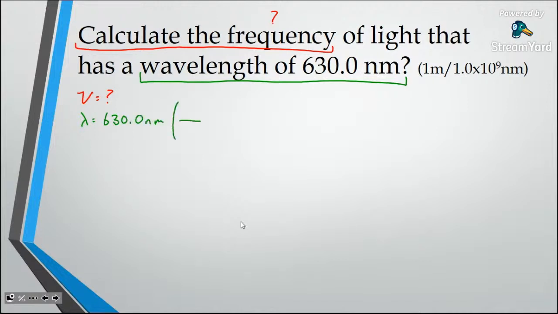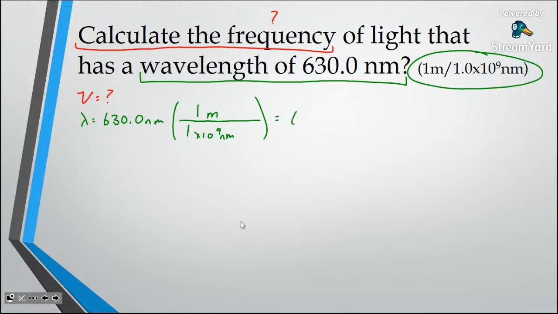And as I mentioned earlier, because Celeritas is done in terms of meters per second, our wavelength has to be converted over to meters. And that's where this conversion factor comes in, that there is 1 meter for every 1 times 10 to the 9th nanometers. In other words, 1 billion nanometers for every 1 meter. And when you solve this out, you'll get 6.300 times 10 to the negative 7 meters. So now I have my wavelength in terms of meters.